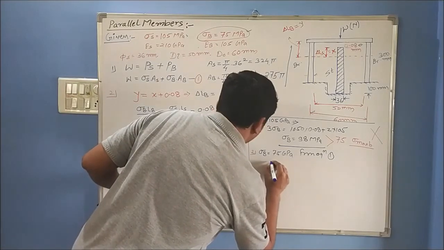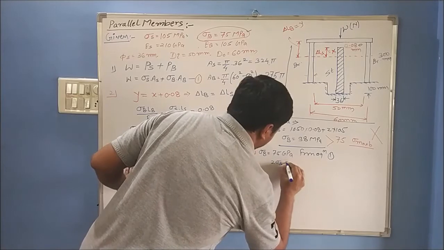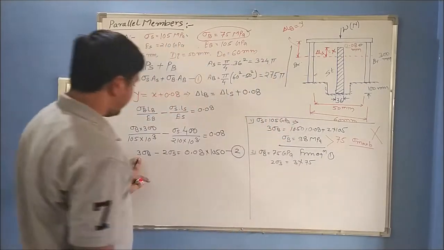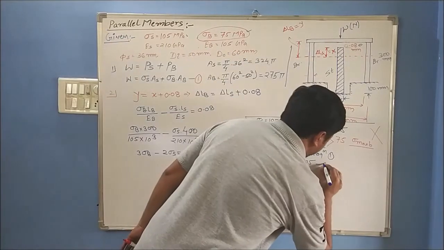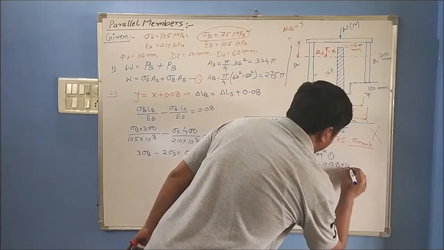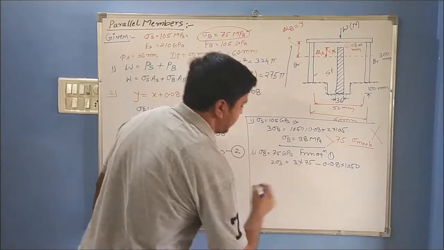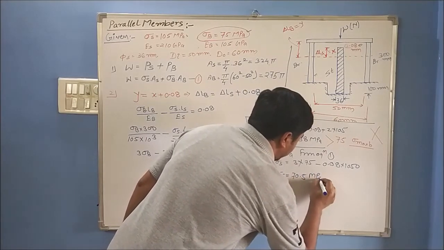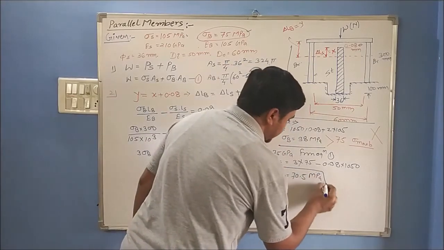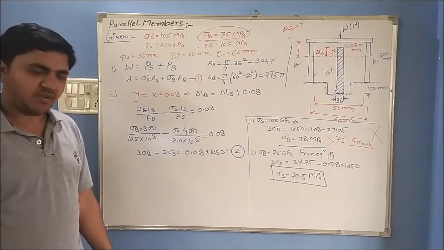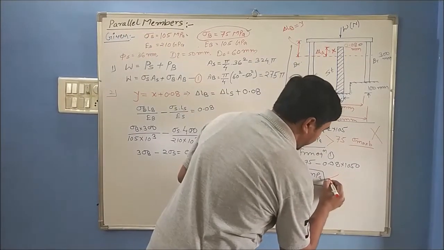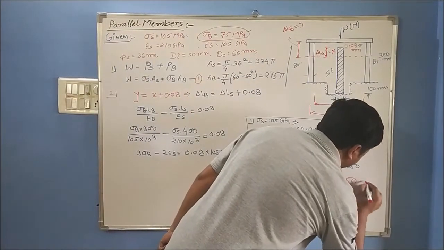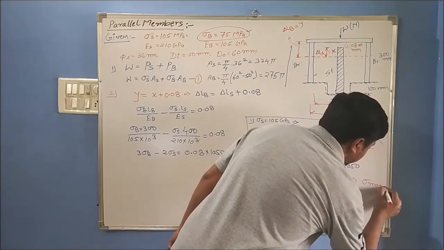So this equation will become 2 times sigma s, that should be equal to 3 times stress of brass. The value of brass is 75 MPa, and this will be on the left side, so minus 0.08 multiplied by 1050, and this cross multiplied. So after this, sigma s will come as 70.5 MPa. This value of sigma s is definitely less than the allowable value of 105, sigma max of steel.